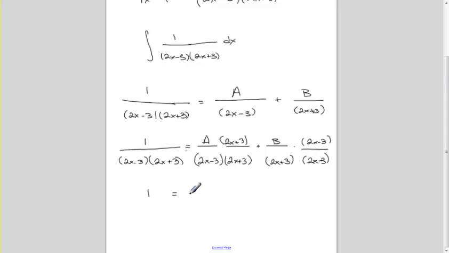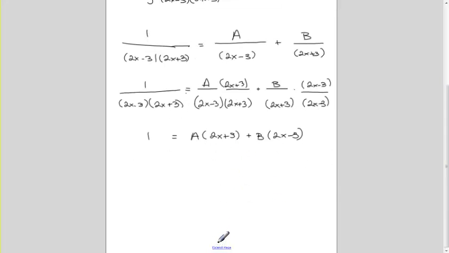And so what we would have is 1 is equal to A times 2x plus 3 plus B times 2x minus 3. And when you have just two distinct linear factors like this, all you have to do is cross multiply. You'd say A times this plus B times that. You can see you get the same result. Okay, so now what do we do? How do we choose A and B? And there are only two choices.